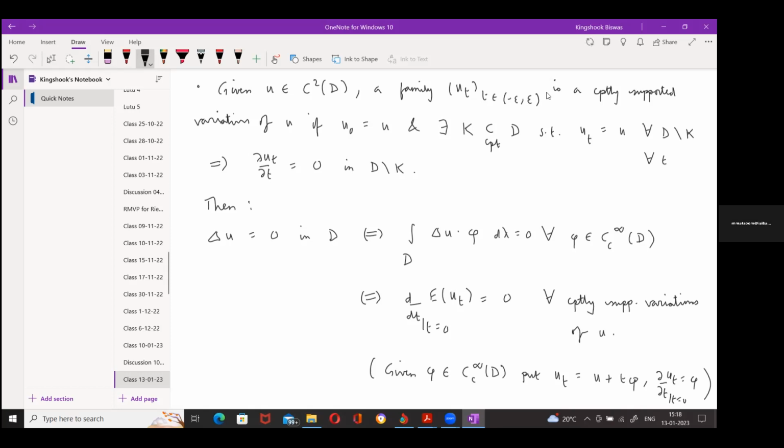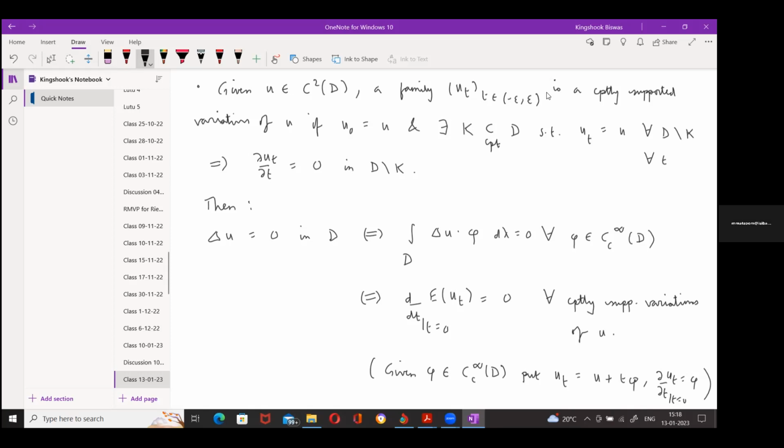So what does that mean? That means we have another characterization of harmonic functions. Harmonic functions can be thought of as what are called critical points of the energy functional, right? They are critical points of the energy functional. It just means that the derivative of the energy along any compactly supported variation of u is 0.